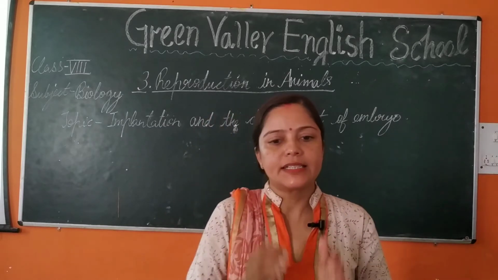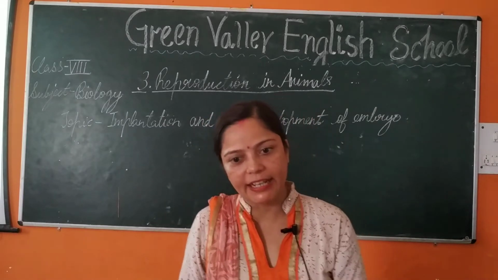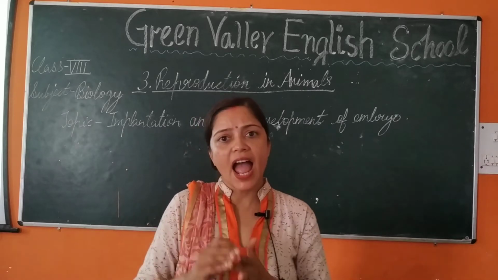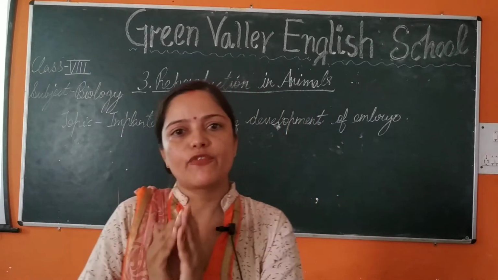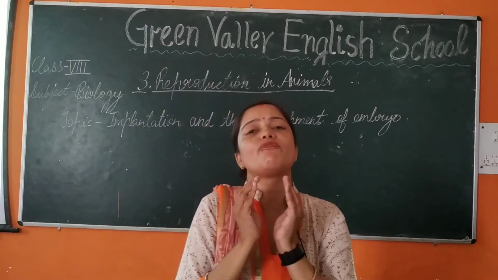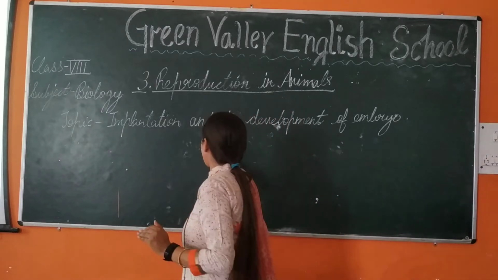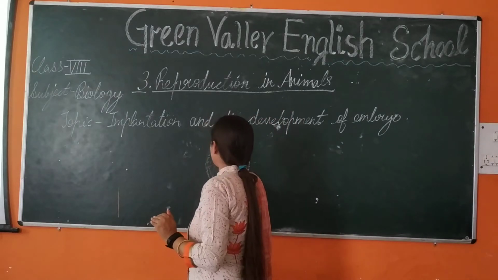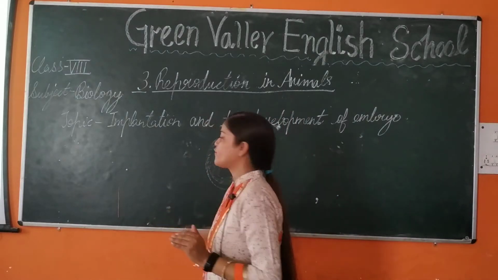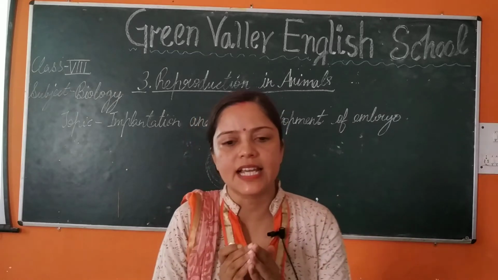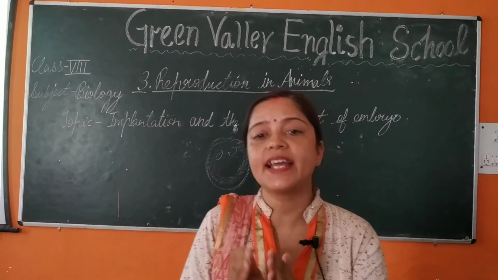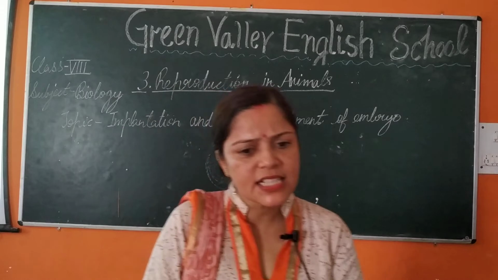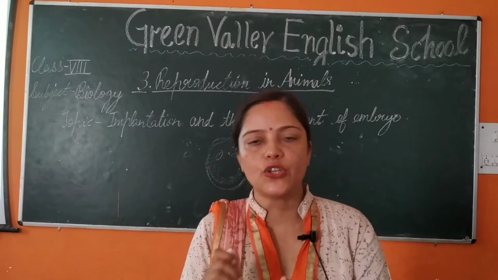What happens? The zygote divides rapidly and repeatedly and forms a ball of many cells, and that is called an embryo. By this time, it reaches the uterus.